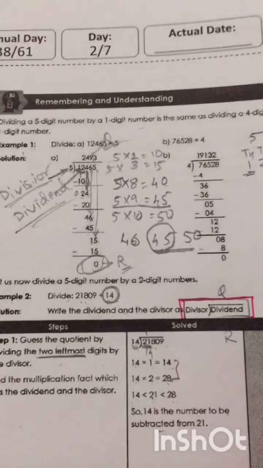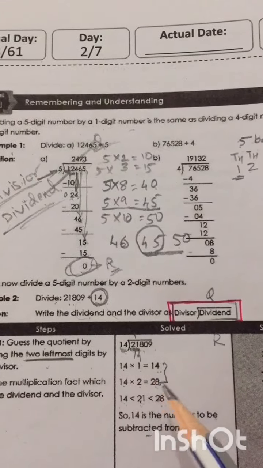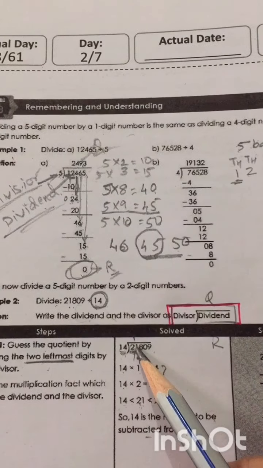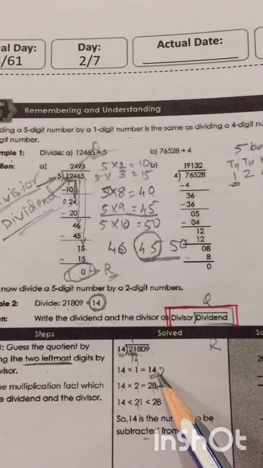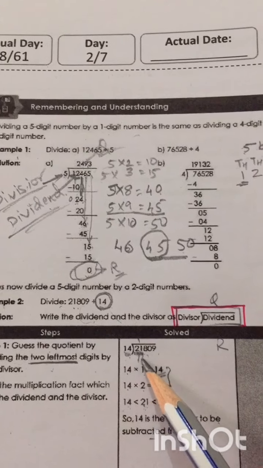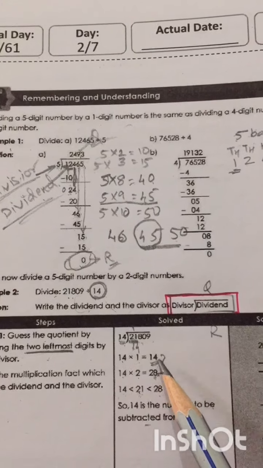You can't give 2 chocolates if you have 1 chocolate, right? So similarly, if you have 21 chocolates, you can't give 28 chocolates. But can you give 14 chocolates? Yes. So we are writing 14 here. We are not writing 28. We write the lower number here.